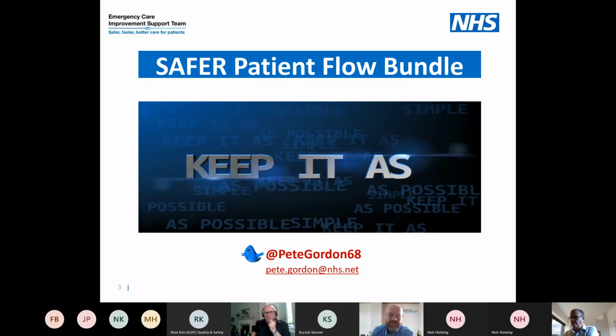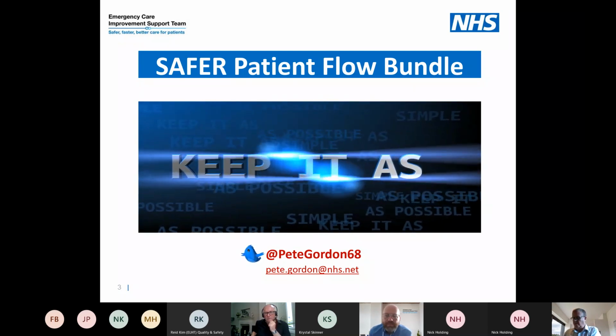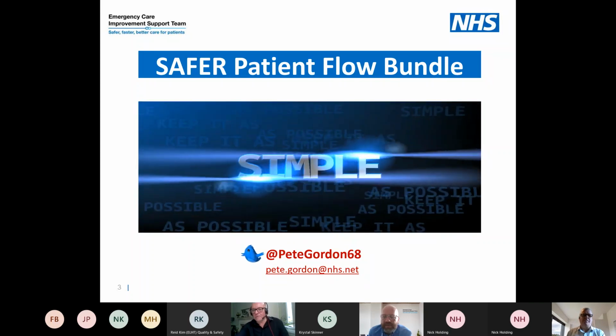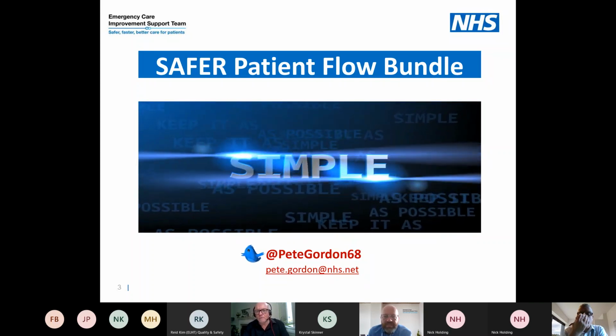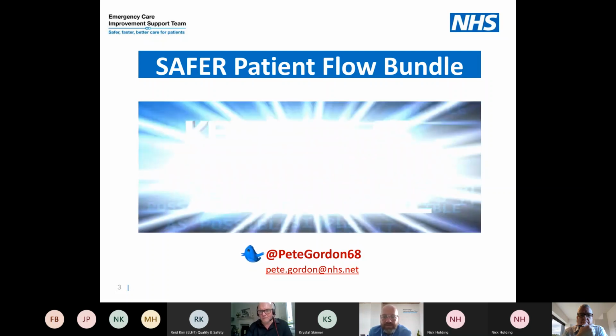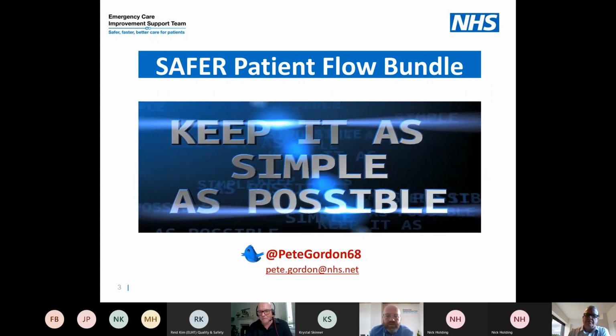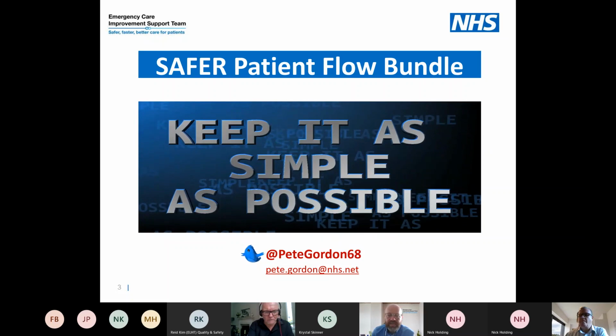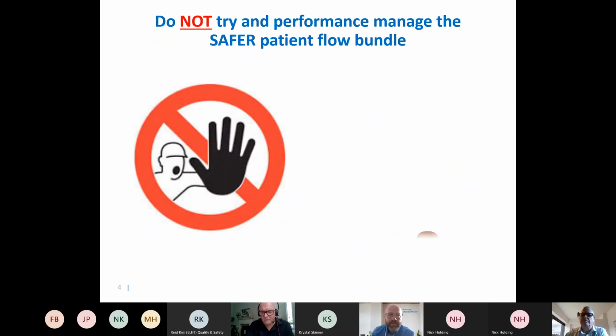But I think one of the key messages really is to keep this as simple as possible. This is really about a set of simple rules which, when delivered consistently, can make a real difference to improving flow through inpatient wards to discharge. So the key message there, keep it simple.